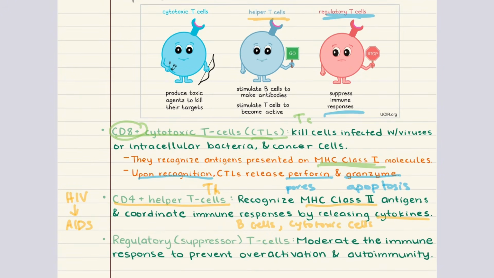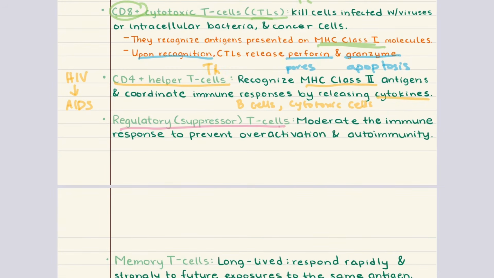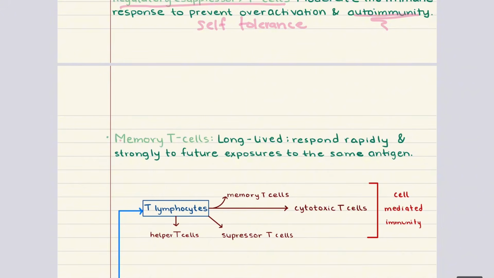Next, we have regulatory T cells, also known as suppressor T cells. Those play an equally important role in maintaining immune balance. So what they do is they help enforce self-tolerance by preventing overactivation of the immune system and trying to reduce the risk of autoimmune diseases. Now, without these regulatory signals, the immune system could damage the body's own tissues.